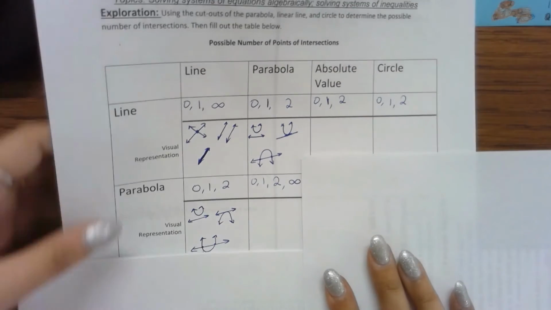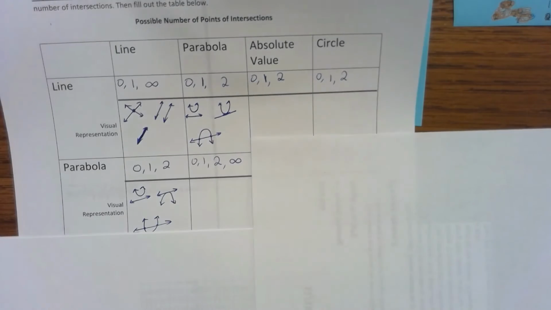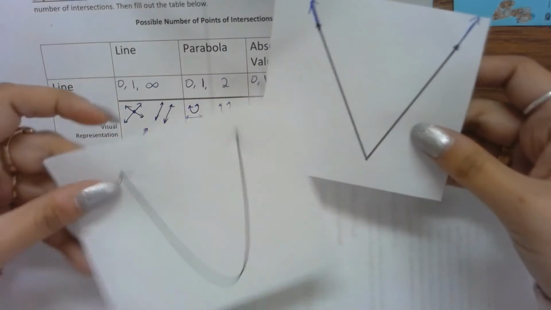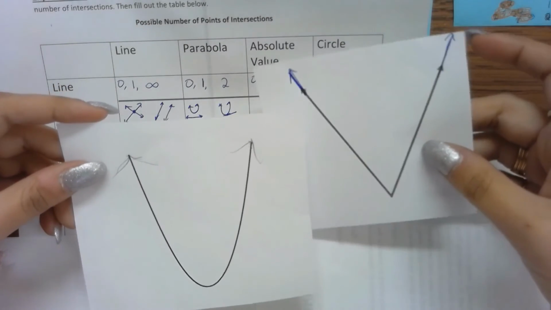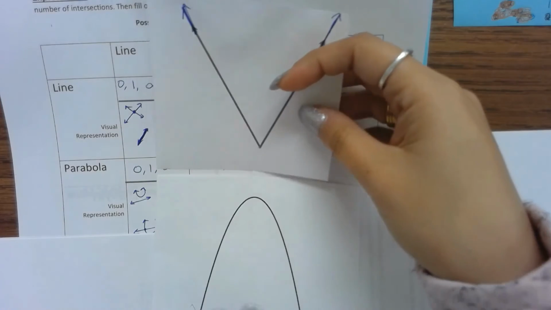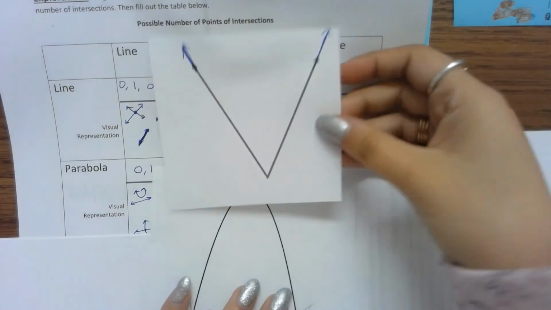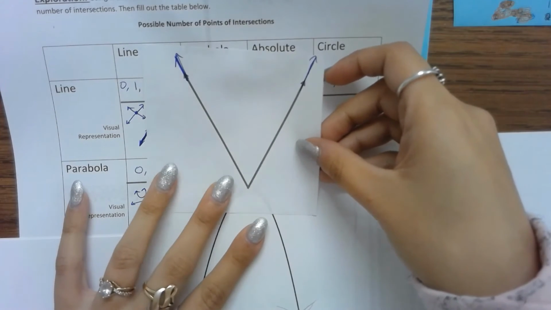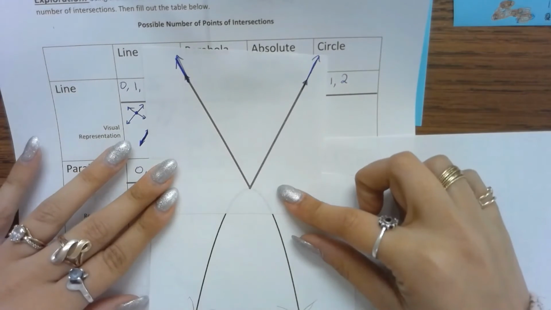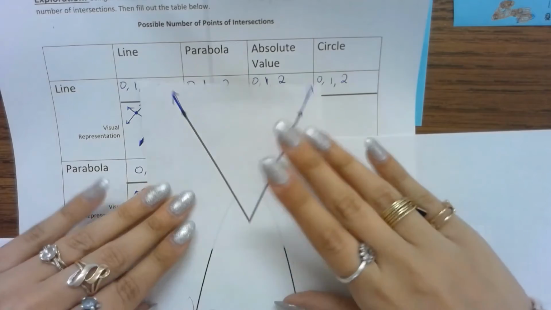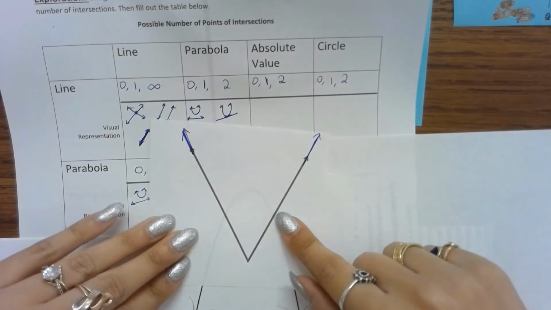Okay. Next up, we have an absolute value and a parabola. Let's see if we can figure out what happens here. We have a picture like so, no solution. Again, I can bring things down to where only the vertexes touch, 1 solution. Or we could have 2 solutions.